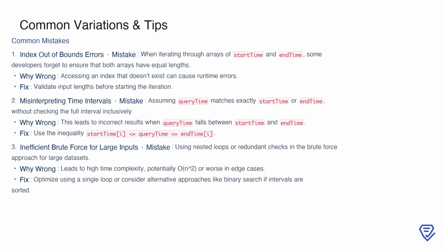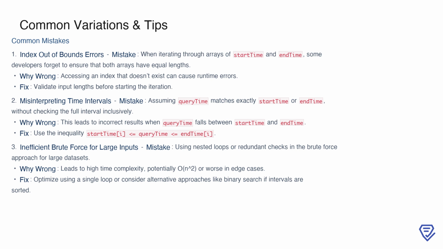This often happens when iterating through the start time and end time arrays without ensuring they have equal lengths. Accessing an index that doesn't exist will cause runtime errors, so it's important to validate the input lengths before starting your iteration. Another frequent error is misinterpreting the time intervals. Some developers assume that query time must match exactly with start time or end time, but what really matters is whether query time falls inclusively between the two. To avoid this, always use the condition start time[i] <= query time <= end time[i].